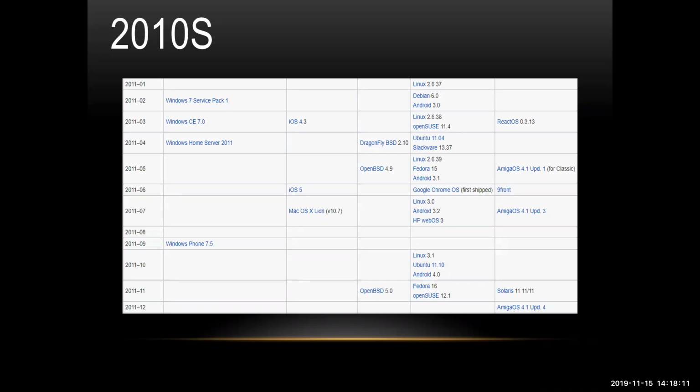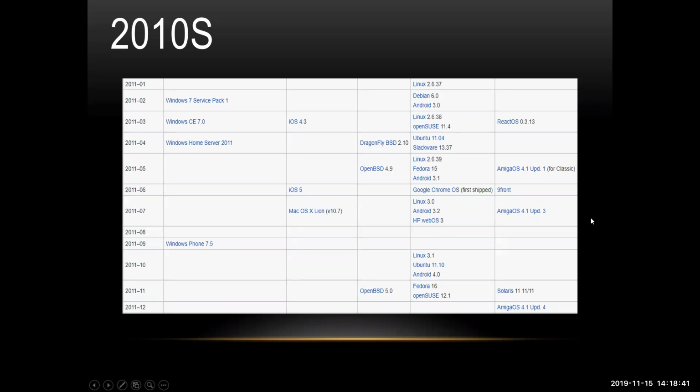And then September, we had Windows Phone 7.5. Then October, we had Linux 3.1, Ubuntu 11.10, and Android 4.0. And then November, we had OpenBSD 5.0, Fedora 16, openSUSE 12.1, and Solaris 11.11. Lastly, for December, we had AmigaOS 4.1 Update 4.